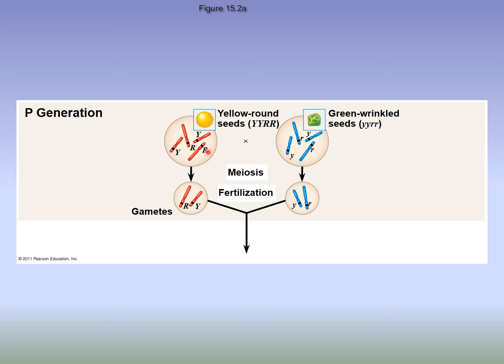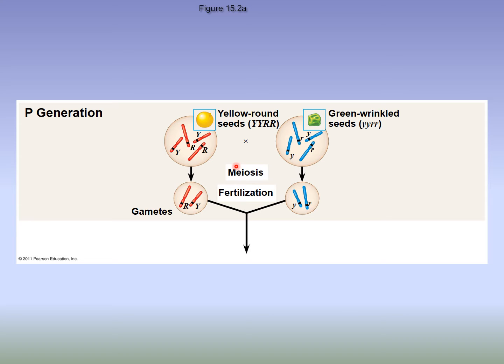If we track the chromosomes, all of the chromosomes in this individual are going to have the yellow allele, and all of them are going to also have the round allele. And then for this one, all of the chromosomes will have the allele for green color and the allele for wrinkled shape. Now, remember meiosis.